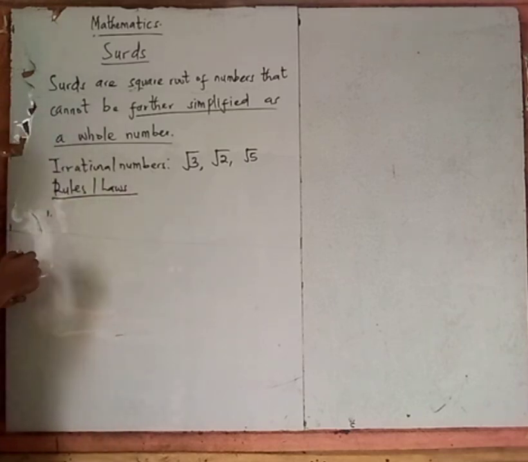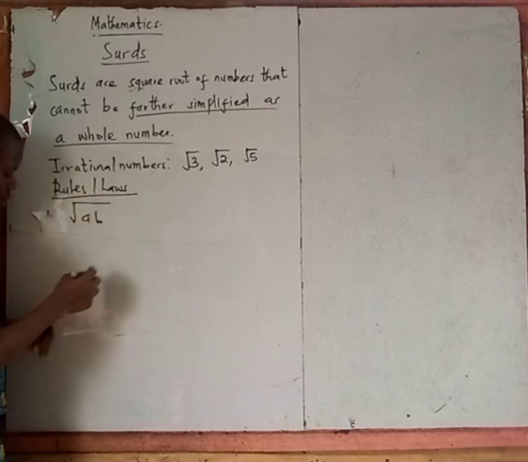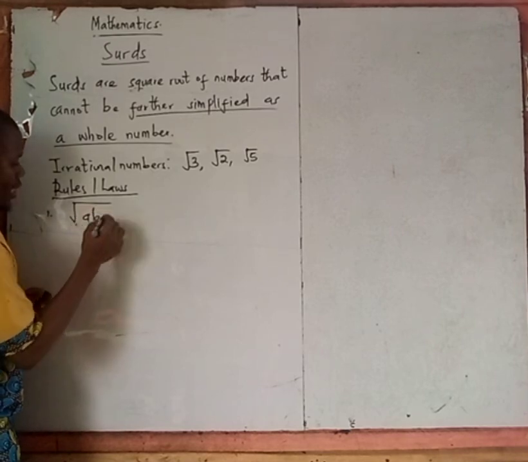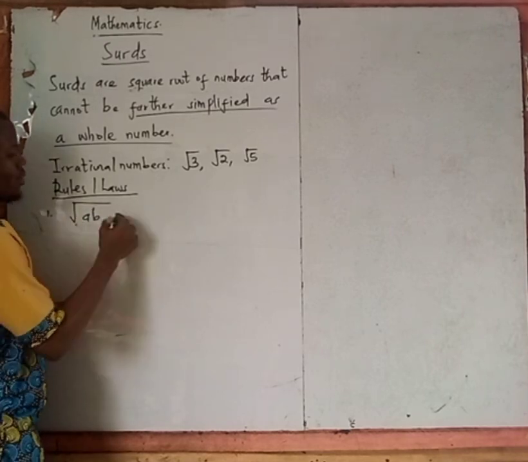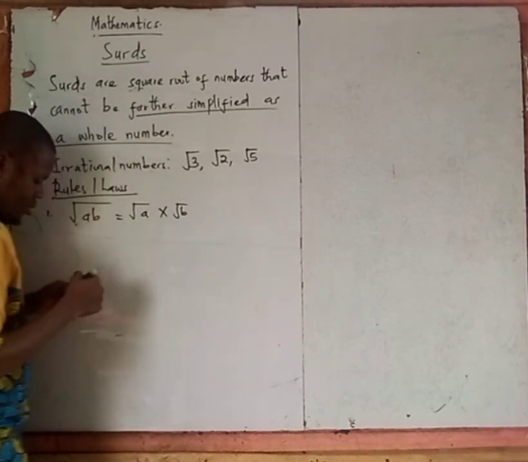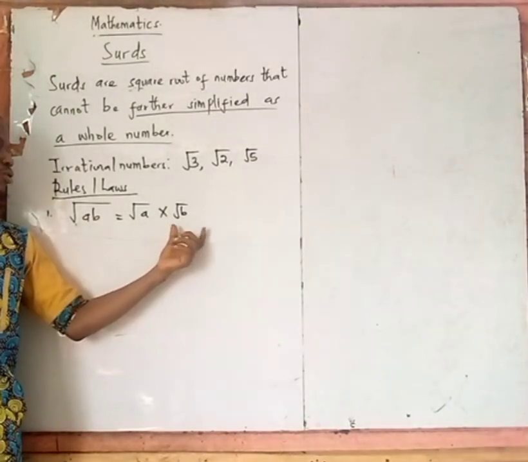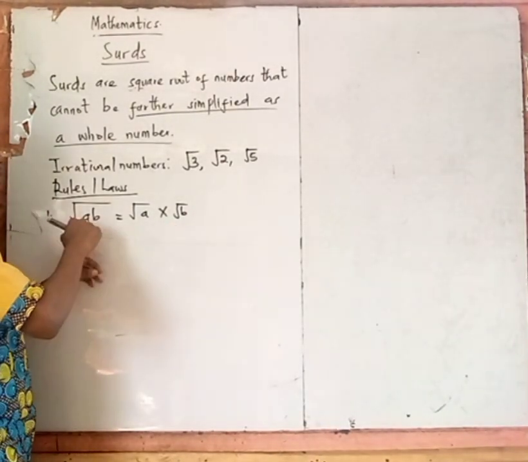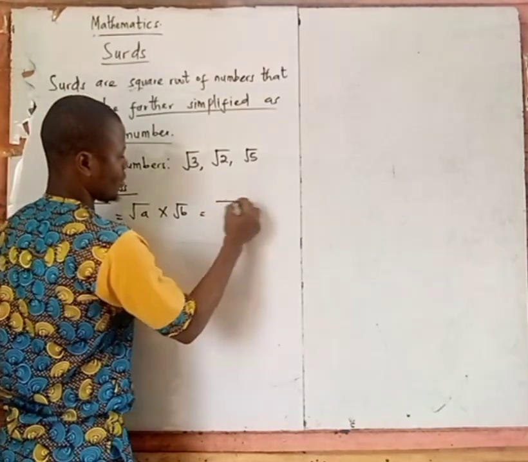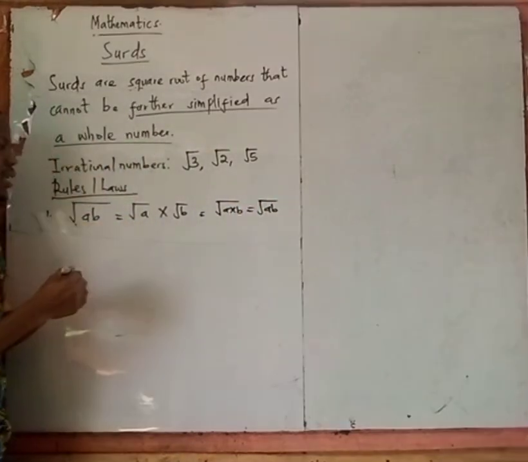So number one, square root of A and B. A and B are arbitrary numbers. It's also the same thing as writing square root of A times square root of B. So that is just splitting these numbers and giving each of them their own square roots. So square root of A times B gives you root A times root B, which is also the same thing as square root of AB. So it's still the same thing as this one.